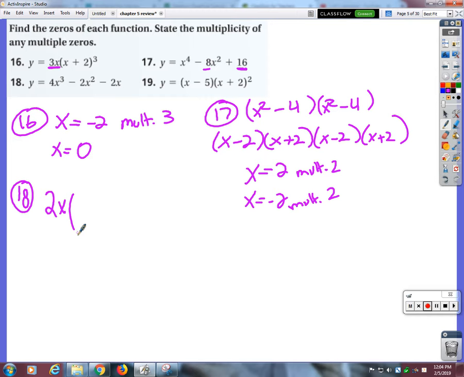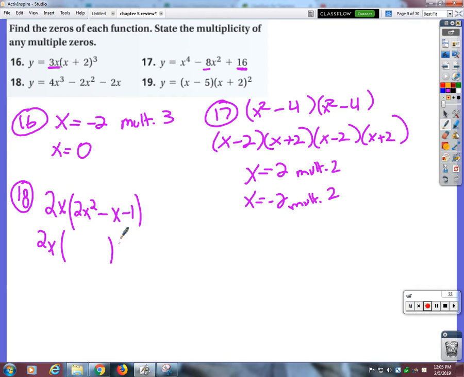Zoe. Got a lot of Zoes in the room today. 2x what? Squared. Because 2x times 2x squared is 4x cubed. Minus 2x times what is 2x squared? X. 2x times x is 2x squared, right? And then the last one is going to be 1. Good job, Zoe.